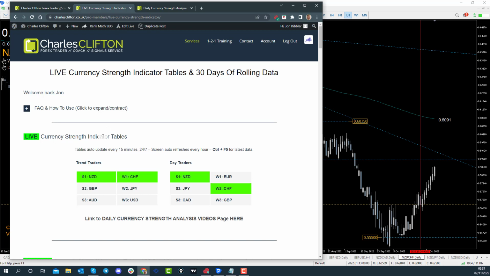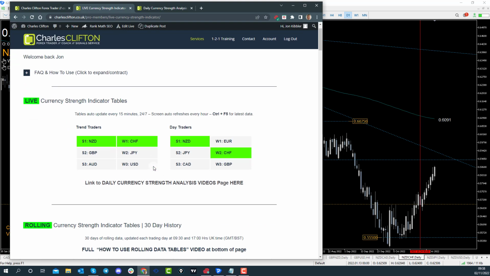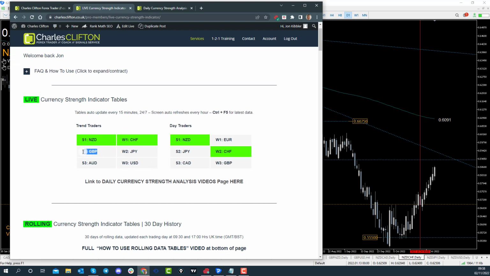So what are the live currency strength indicator tables telling us today? Well, it's telling us that the New Zealand dollar is the strongest currency, being S1 on both tables. We then have the Swiss franc, which is the weakest on the trend traders and the second weakest on the day traders. Other currencies that are featured, we have the pound, which is the second strongest currency on the trend traders, and the Australian dollar is the third strongest currency on the trend traders. We have the yen, which is the second weakest on the trend traders, followed by the US dollar, which is the third weakest.